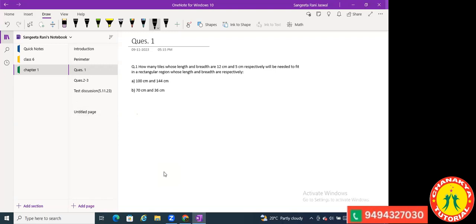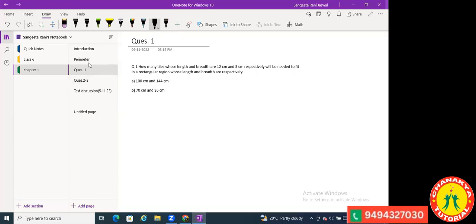Number of tiles. How many tiles whose length and breadth are given? Now the length and size of the tile is given. So let's find the area of the tile. Ma'am, we need to find the area of the tile and the area of the rectangular region. We have to find both. No, it's the area of the rectangular region upon the area of one tile.